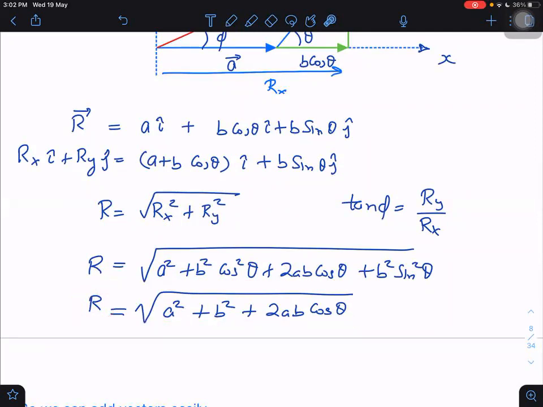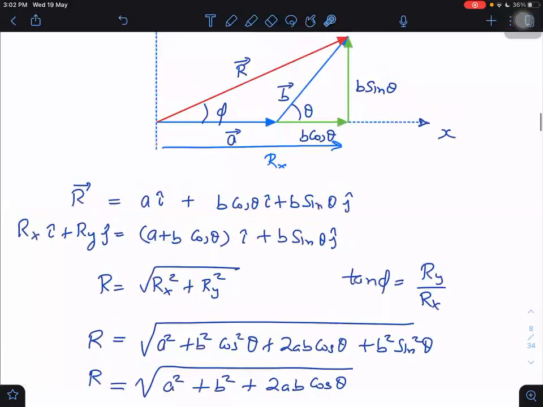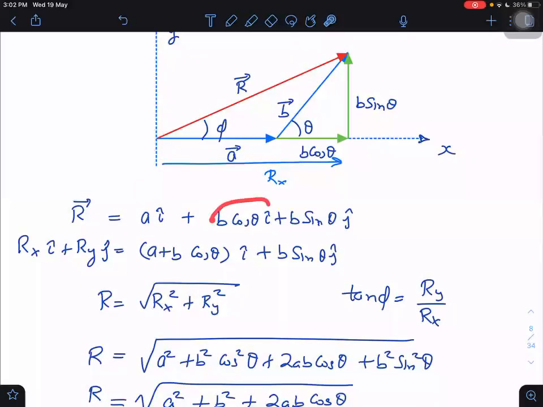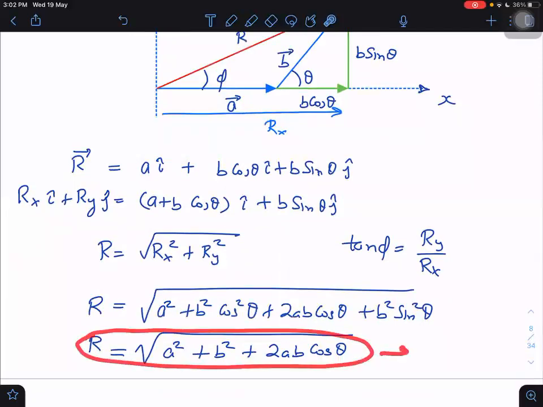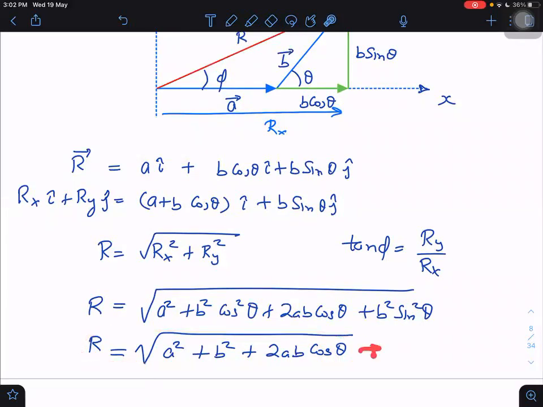We are getting this resultant by what method? By our method of resolving into components and then adding that. Sometimes they obtain this result by the parallelogram law of vector addition, or sometimes by the triangle law of vector addition. But why did I not use the triangle law and parallelogram law to obtain this result?